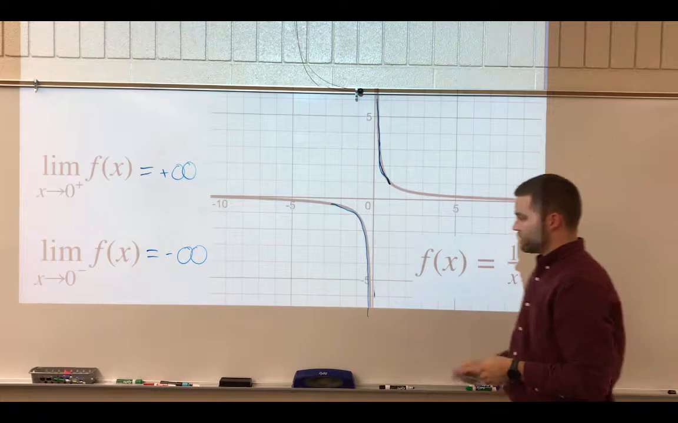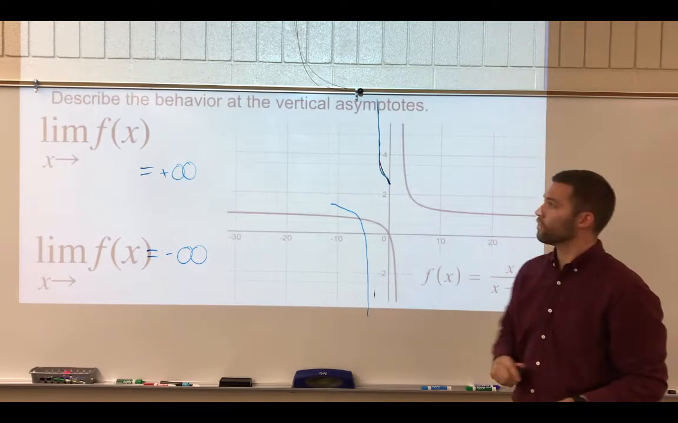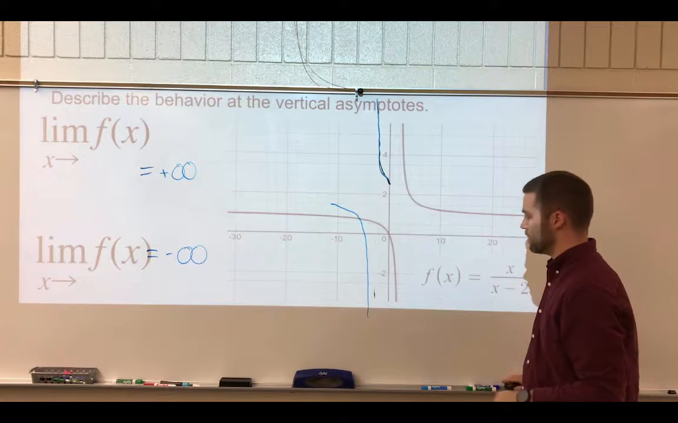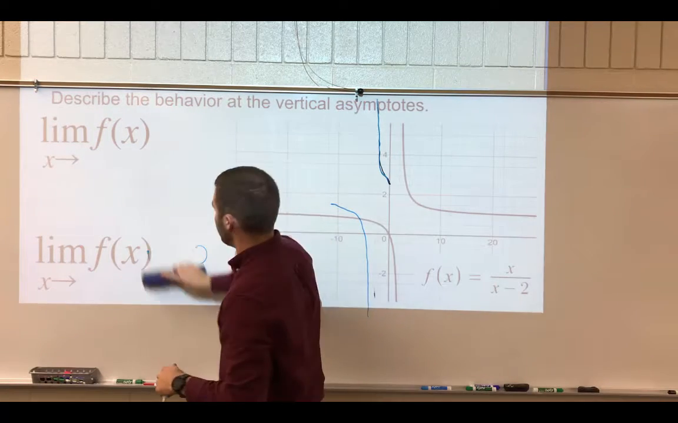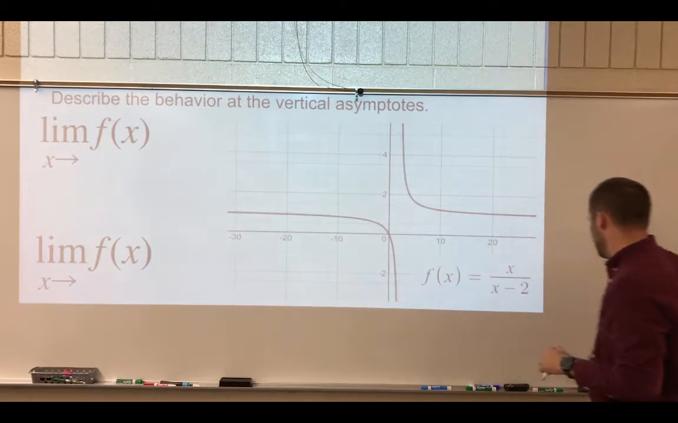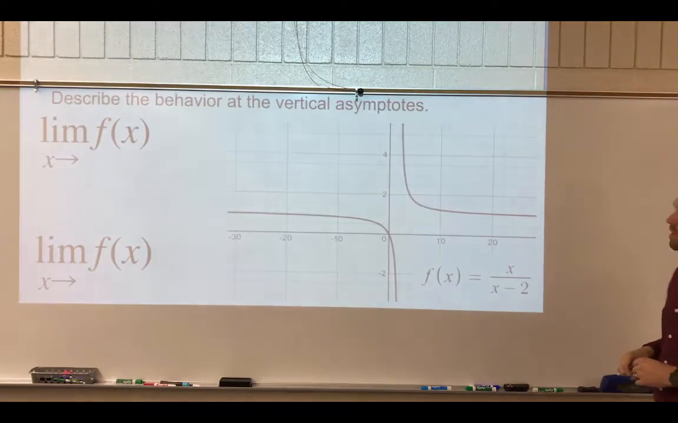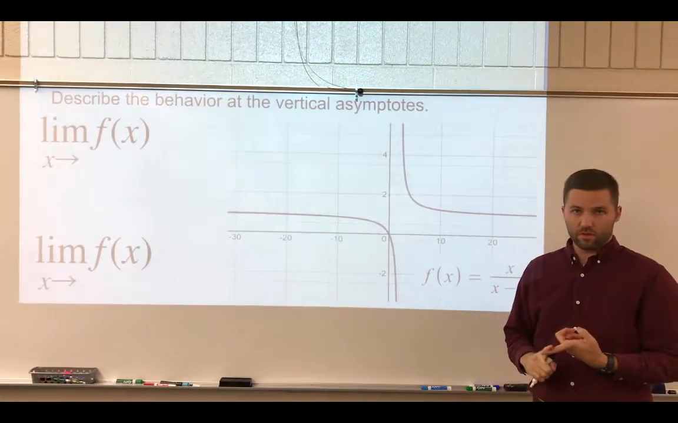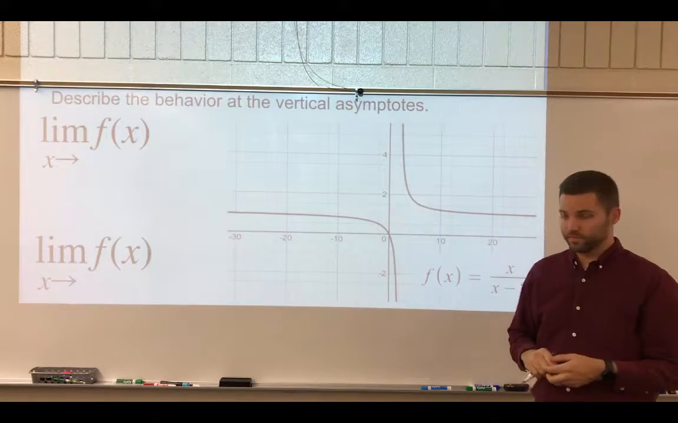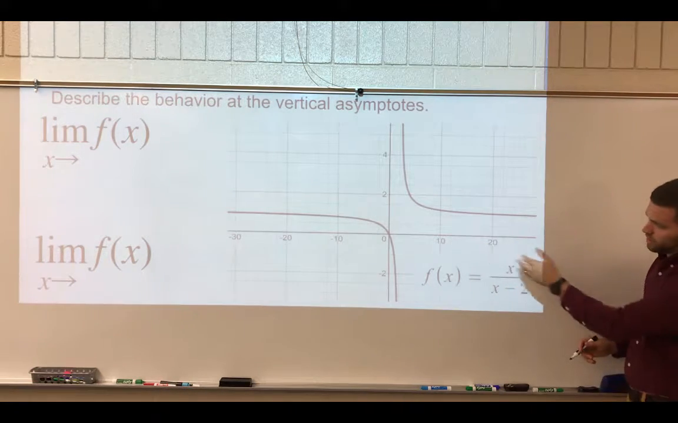So the questions that we'll ask related to this are, we'll first ask you to find the vertical asymptote and then ask you to describe the behavior around it. So in this example, let's do just that. We're given this function, x over x minus 2, and we want to find the vertical asymptote and then describe the behavior next to it, or around it, okay? So where's the vertical asymptote?